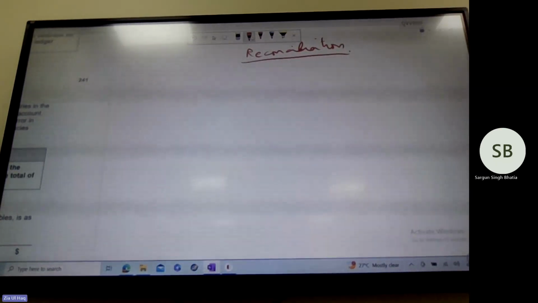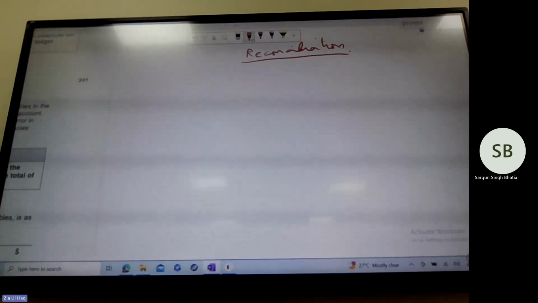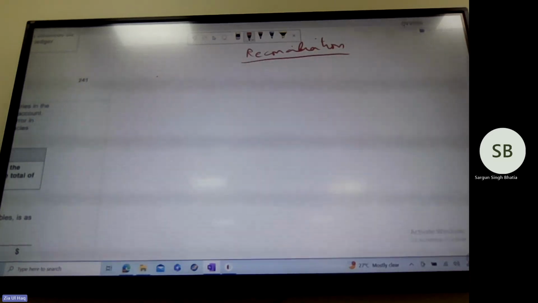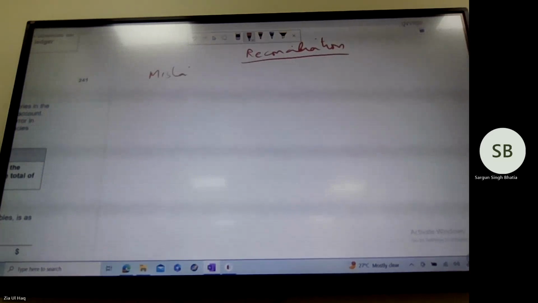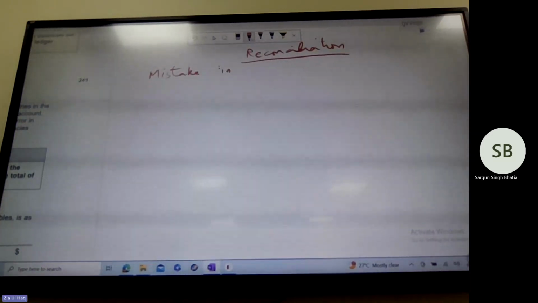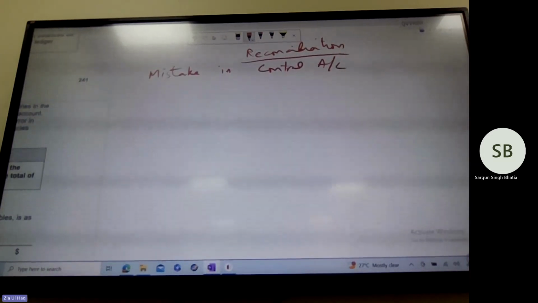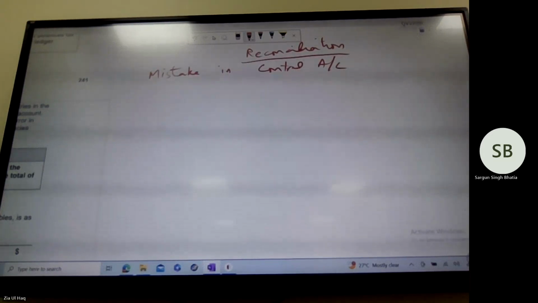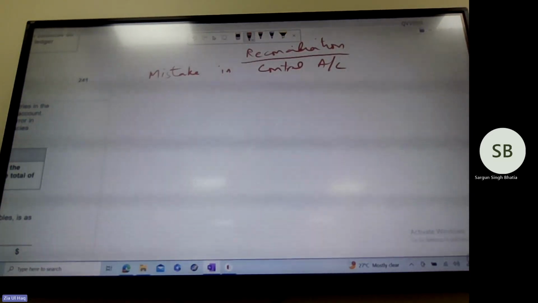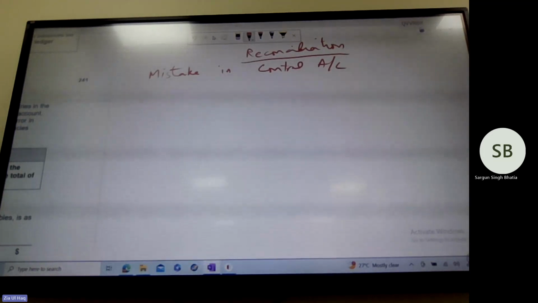When we compare receivable control account with the individual receivables ledger balances, there could be some differences. Those differences could be due to a mistake in control account or a mistake in individual ledger account. How we can correct those misstatements, we're gonna discuss now.